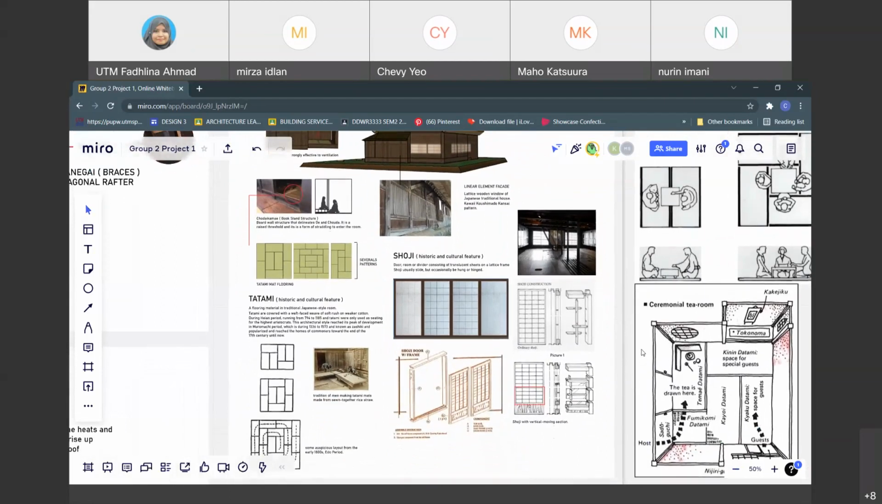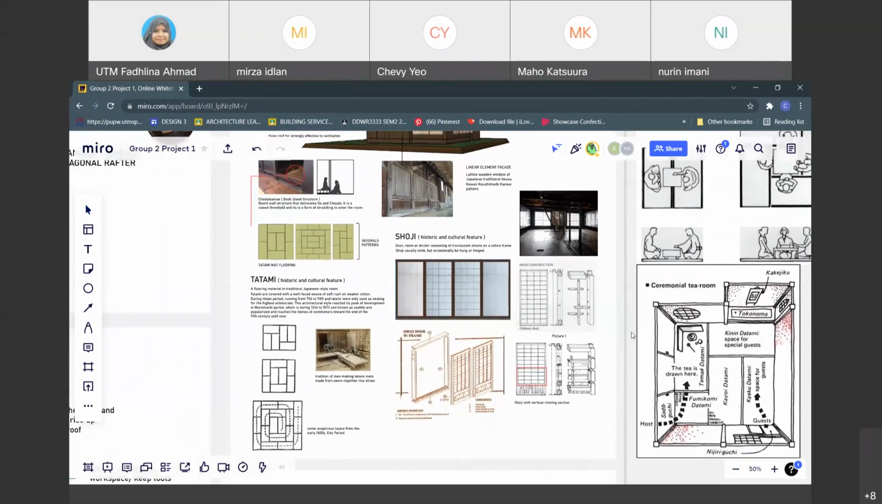I think it's the same. It uses the lattice frame, but the dimension is different. Okay, but you can just extract it differently. And it's shoji with vertical moving section. I think that is the type of shoji window that our building, our house, uses.